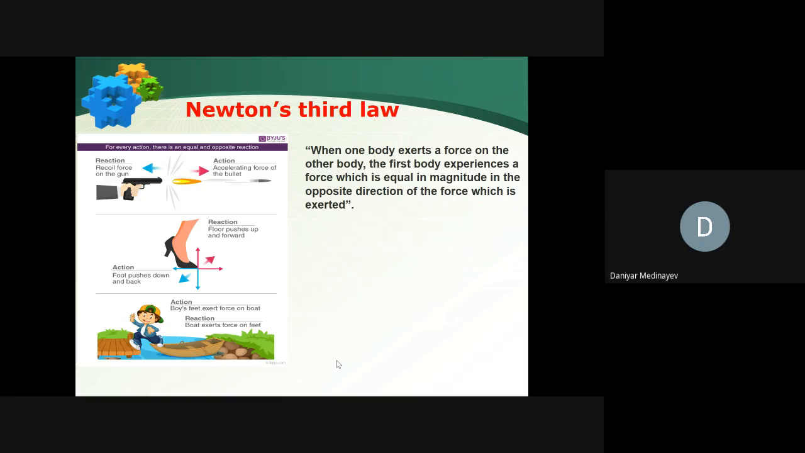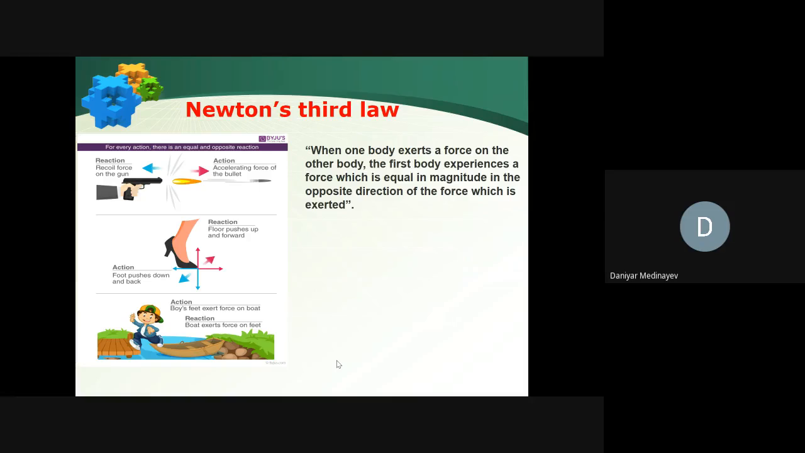And also in the second illustration about the foot, the action force, the foot pushes down and back, given by the blue lines, and the reaction force, the floor pushes up and forward. This is the reaction force. These are the pairs of action and reaction forces.